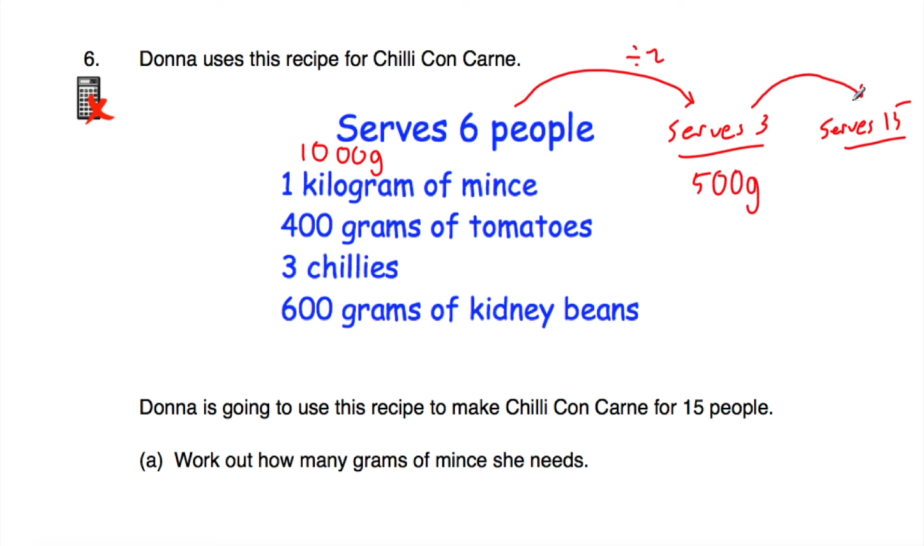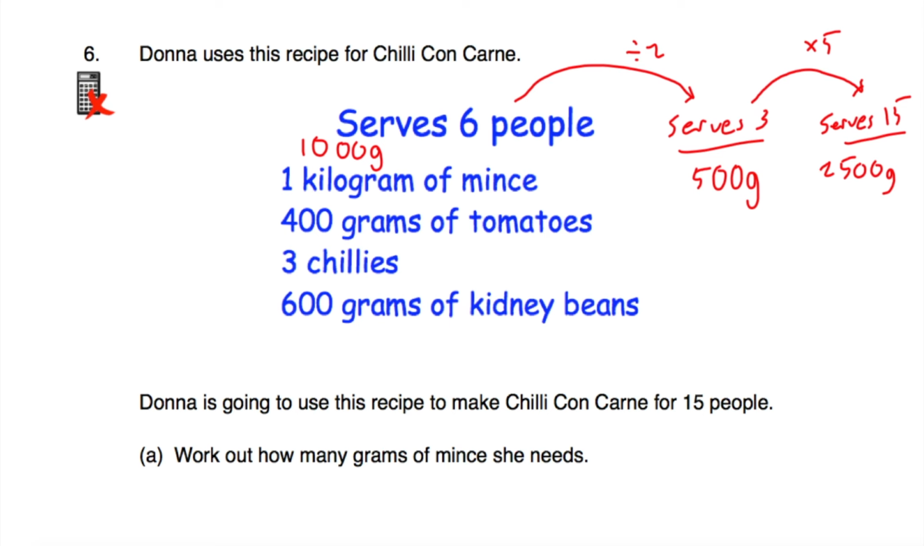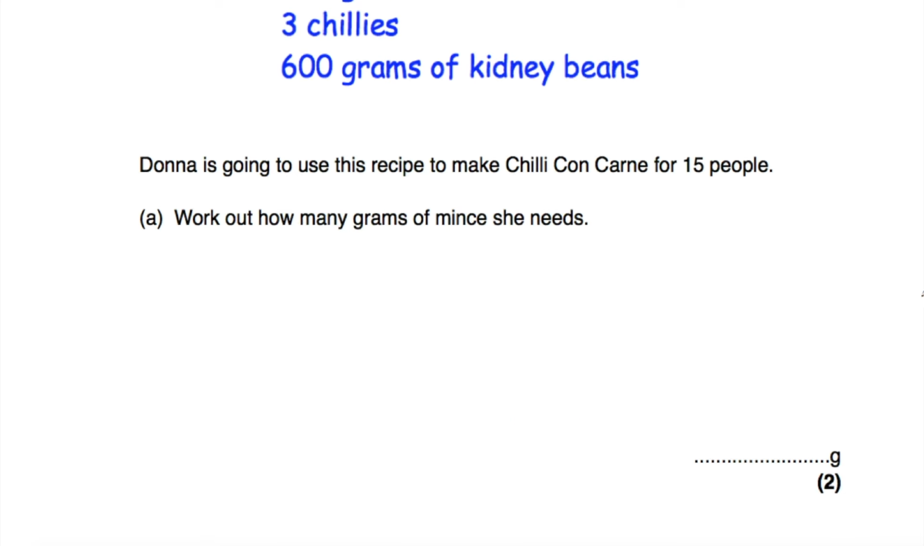We want to find 15 people, so we're now going to times by 5. And if we take the 500 grams and multiply by 5, that's equal to 2,500 grams. Now I haven't changed this into 2.5 kilograms because the question actually wants it in grams, so we're going to write 2,500 grams, and that's it.